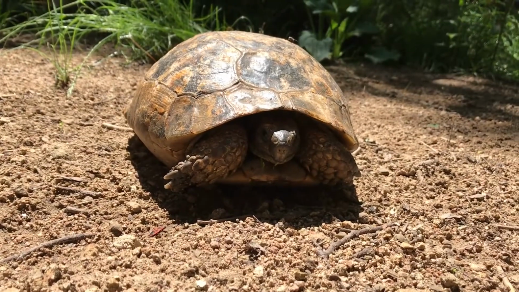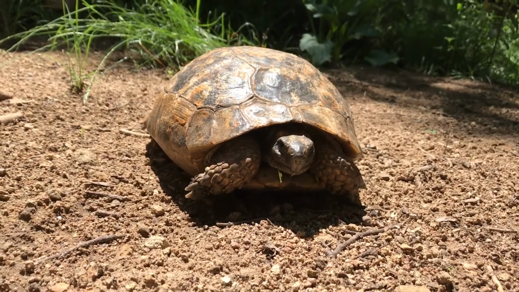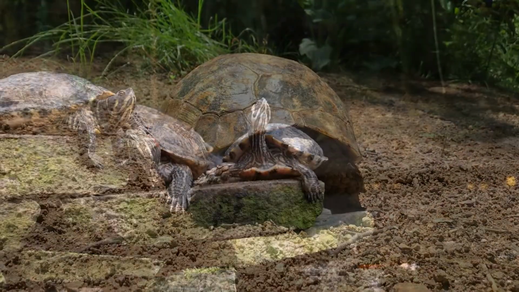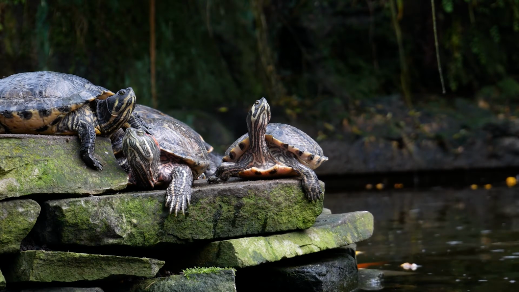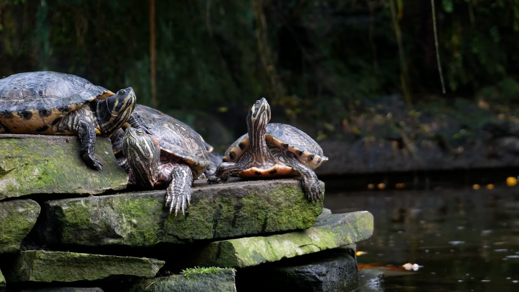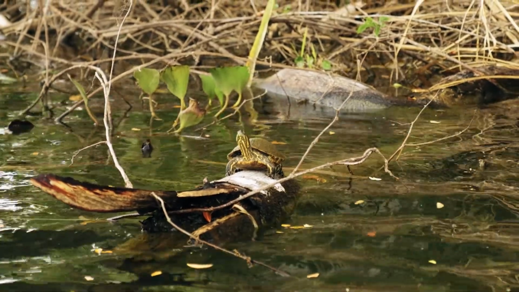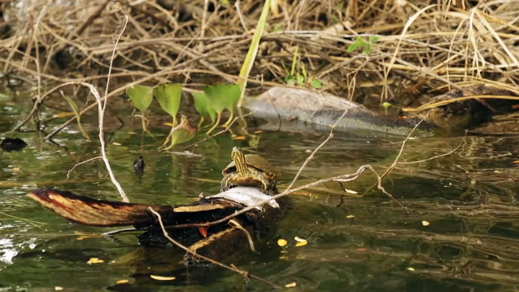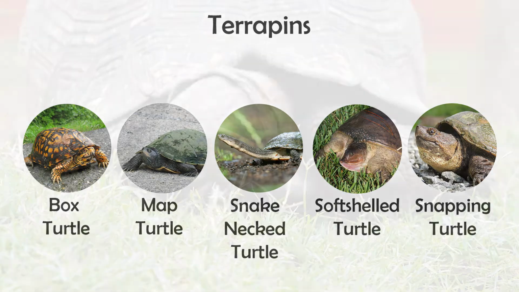Last but not least of reptiles are turtles. Turtles are known for their thick shells and tendency to hide in them. They can be further separated into 3 categories, being terrapins, tortoises, and sea turtles. Terrapins are the most common kind of turtle. They are semi-aquatic, spending most of their time in lakes or swamps. They often sunbathe on logs or rocks on the water's edge. Terrapins are omnivores, feeding on aquatic plants, worms, and insect larvae, with snapping turtles eating fish, amphibians, and other turtles. Some examples are box turtles, map turtles, snake-neck turtles, softshell turtles, and snapping turtles.